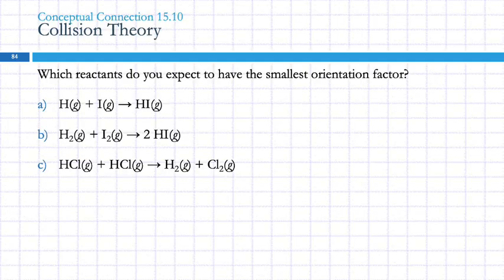So this is a kind of a question you should be able to answer on an exam. Which reactants do you expect to have the smallest orientation factor? So we need to be able to figure out, well, what does smallest orientation factor mean? That means a small fraction have the correct orientation, right? Smallest orientation factor. So is that going to be simple things or complicated things that are not going to get oriented very well? It's the complicated ones, right? So it's good to figure that out in your head. You're looking for the more complicated ones.